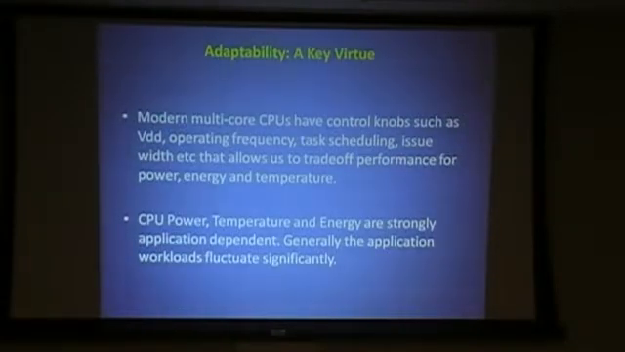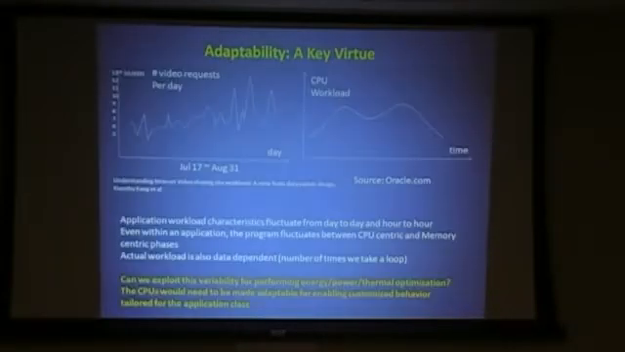Another factor is that CPU power is a function not just of what these control knob values are, but also a very strong function of what application you're running. The application workload that modern computer systems exhibit today fluctuates significantly. This is data from Yahoo, and this is data from Oracle. And this is actually real data, by the way.